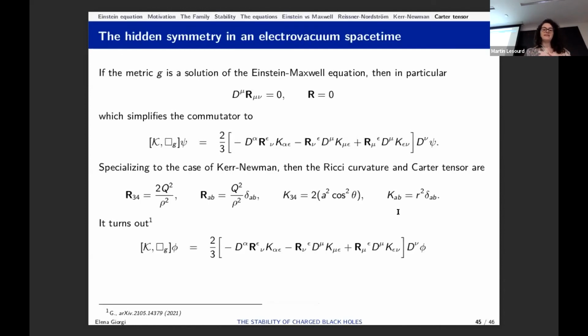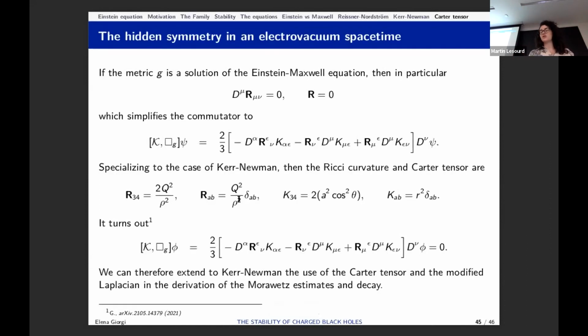But what you obtain is that in the specific case of Kerr-Newman, which has the structure of the Ricci curvature of the Carter tensor, you have the cancellation of this commutator. So there is this K, and therefore this modified Laplacian commutes with the D'Alembert, so it can be used. So this method of Anderson-Bloom can be applied to the case of Kerr-Newman.